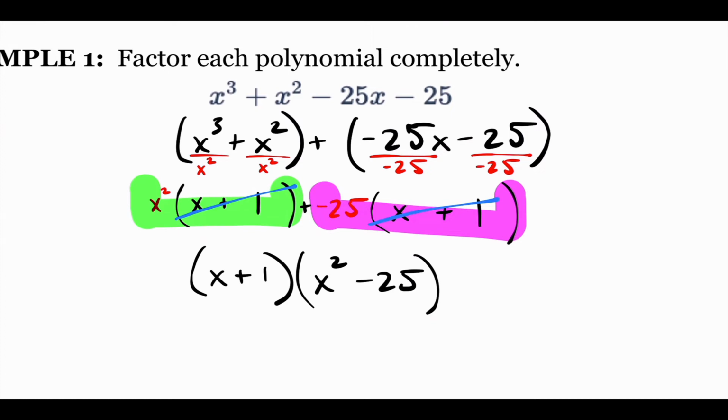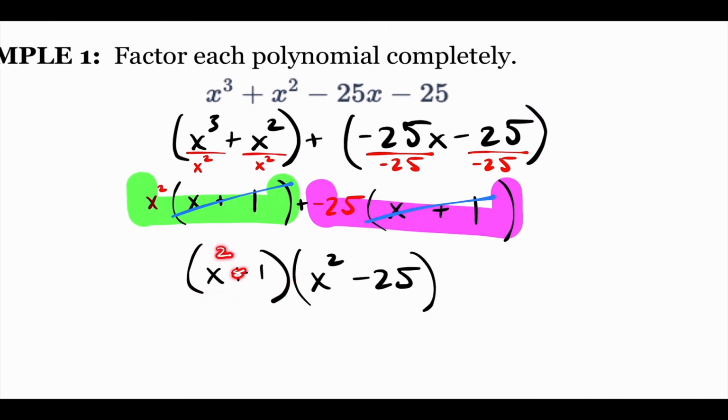Well, we'll start with x plus 1. Is x plus 1 difference of squares? No, right? For a lot of reasons. It needs a square and it needs a minus. If it had those two, it would be difference of squares. So x plus 1 can't be difference of squares.